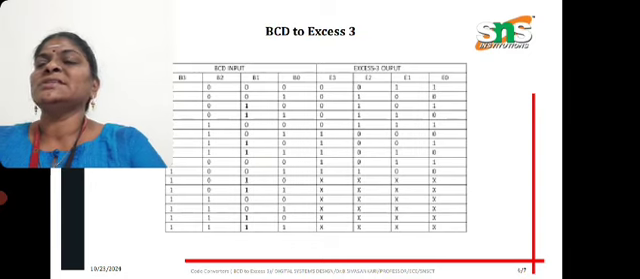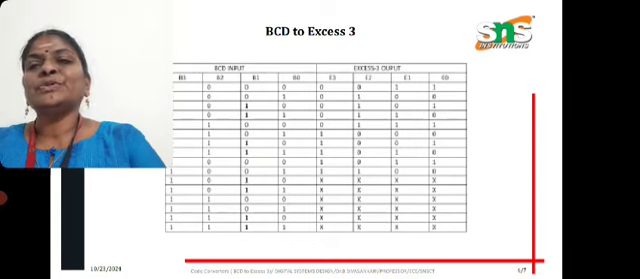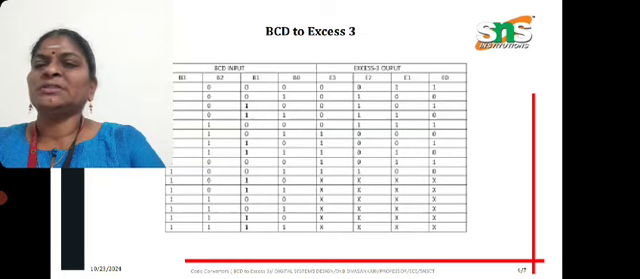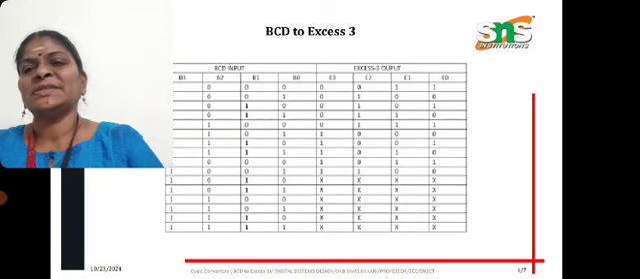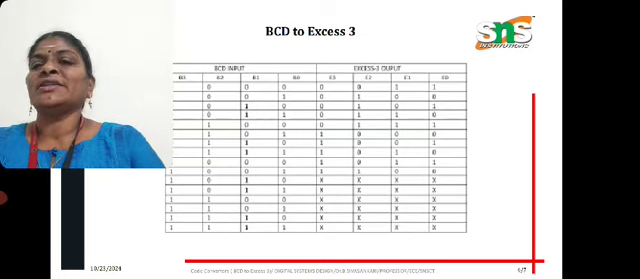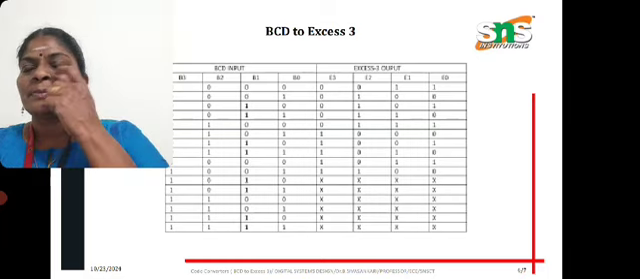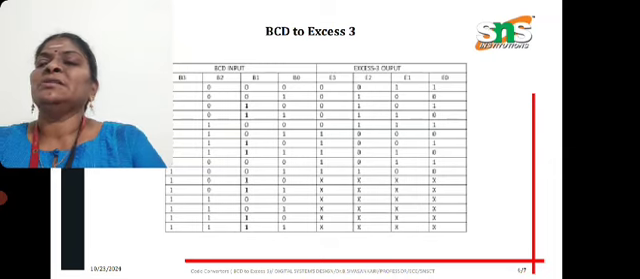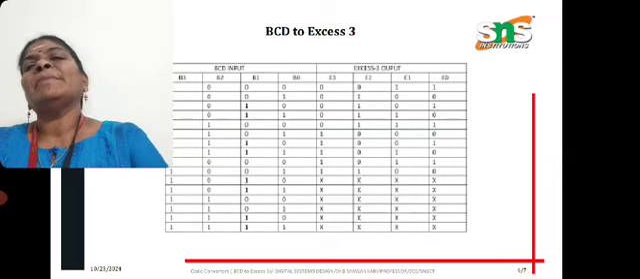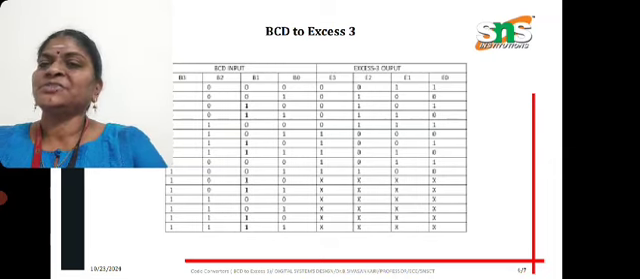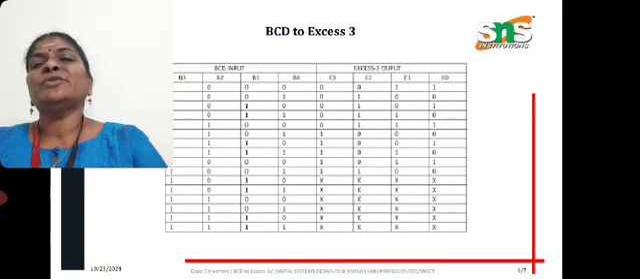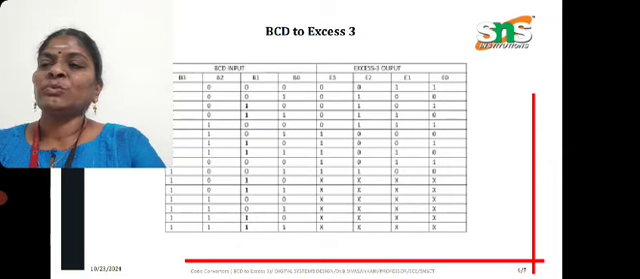For decimal numbers 0 to 9, our inputs will be B1, B2, B3, B4, that is our BCD, and XS3 we can represent by, see, the variables are up to the user's design. We can represent any variables. For example, for binary we take the first letter B, so B1, B2, B3, B4, and for XS3 we can represent E1, E2, E3, E4, right?